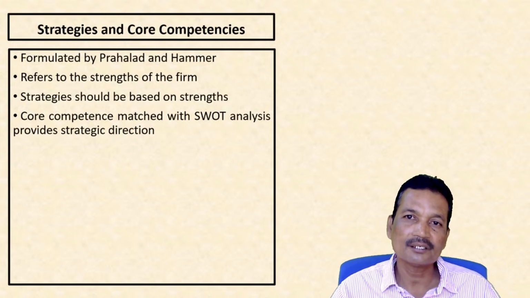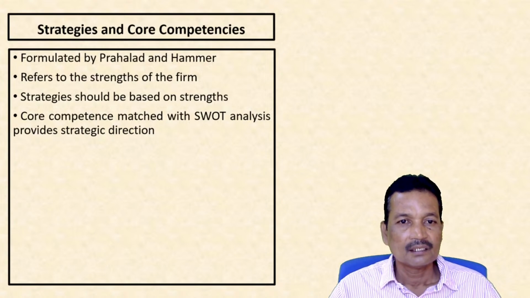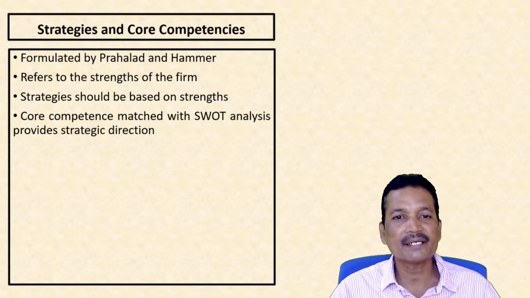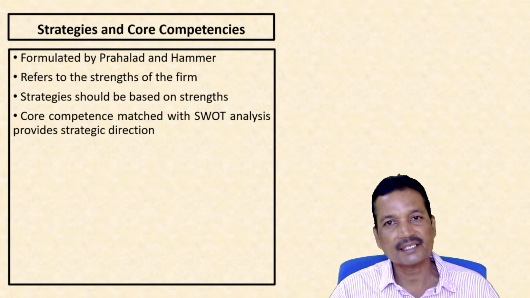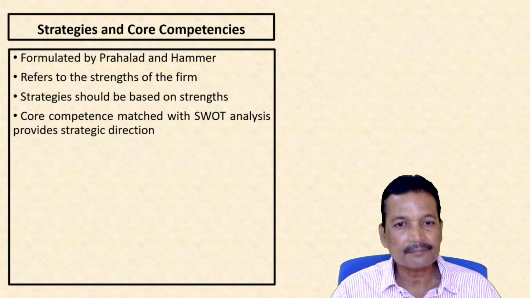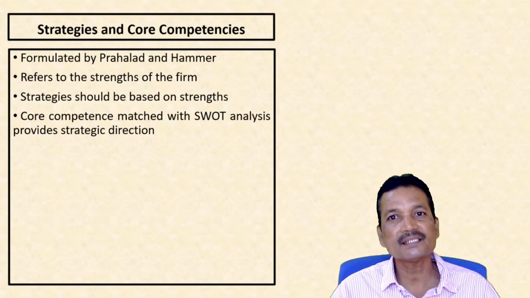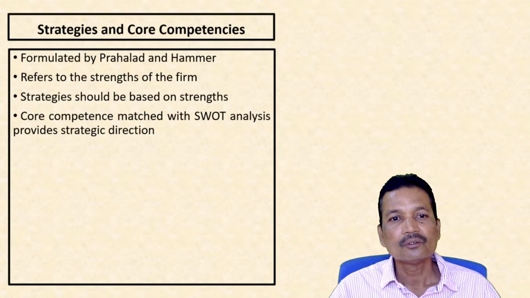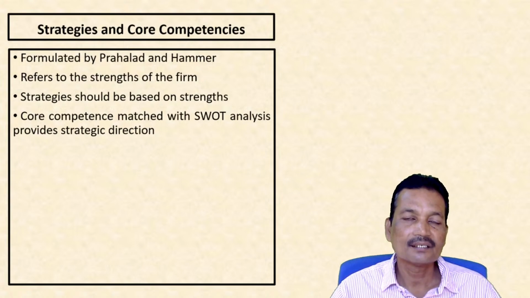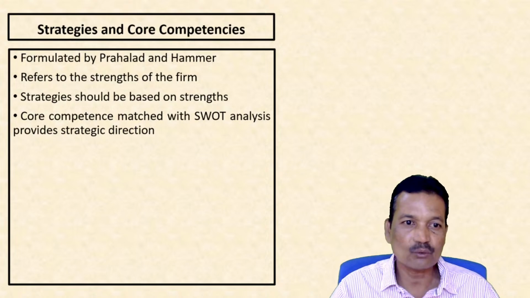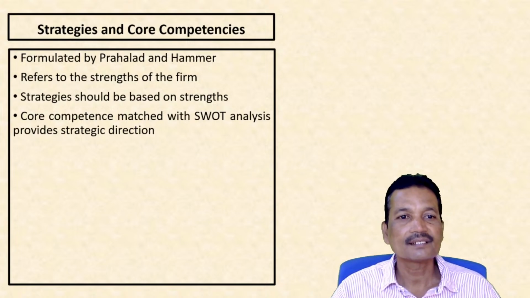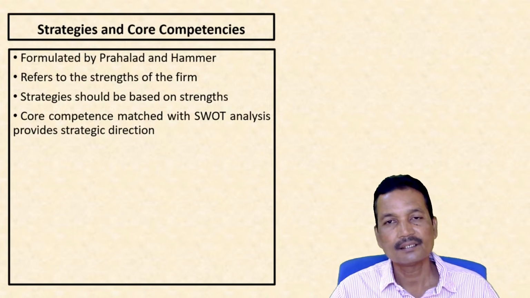So strategies should be based on strengths of the organization. Core competencies or the strengths of the company matched with the SWOT analysis, which we had seen in the previous slides, provides the strategic direction. How? Just now I was saying the core competency of Honda was manufacturing of engines. Based on this strength, it envisaged plans to move into diversified business areas using its core competencies. That means when core competency is matched with SWOT analysis, it provides the strategic direction to Honda to move into business spheres where the motors are used.